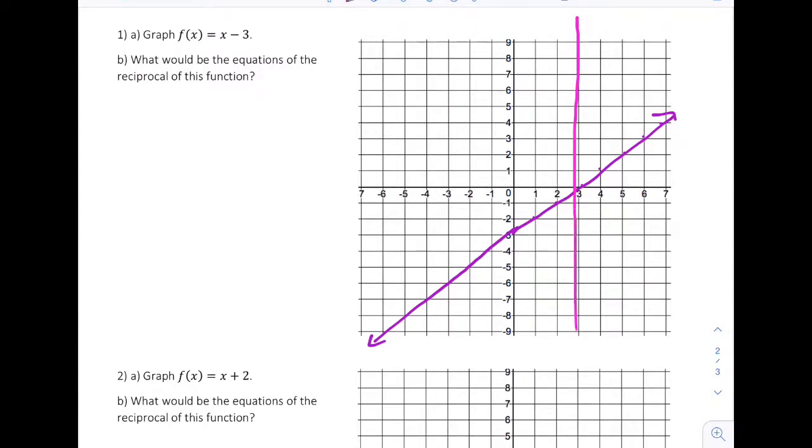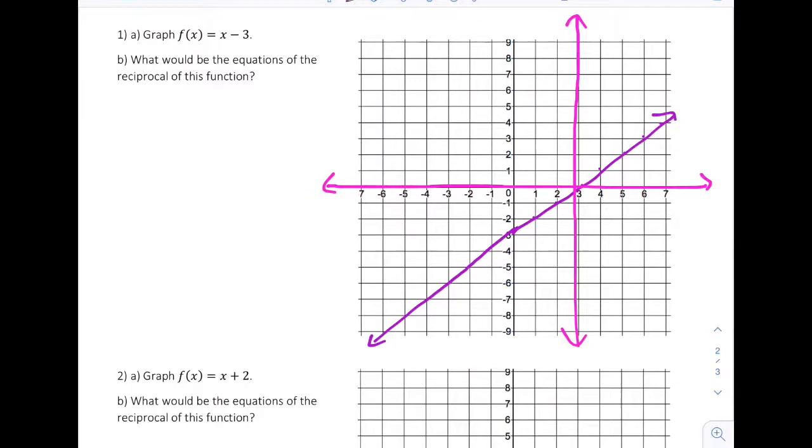So I see one at 3, so there's a vertical asymptote at 3. Also, a reciprocal will always have a horizontal asymptote at 0. So I've broken this graph into 4 sections. We have 1 up here, 2 here, 3 here, and 4 here. From these, we're going to decide where our graph is going to be.